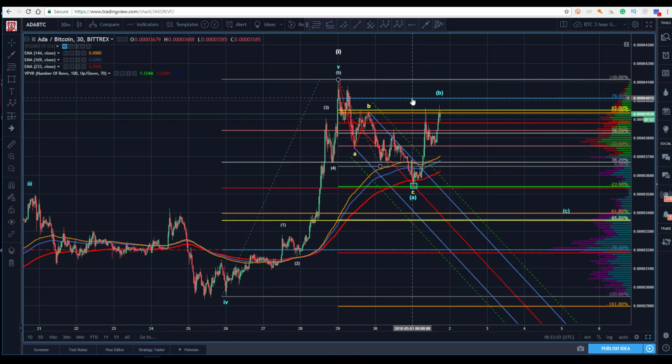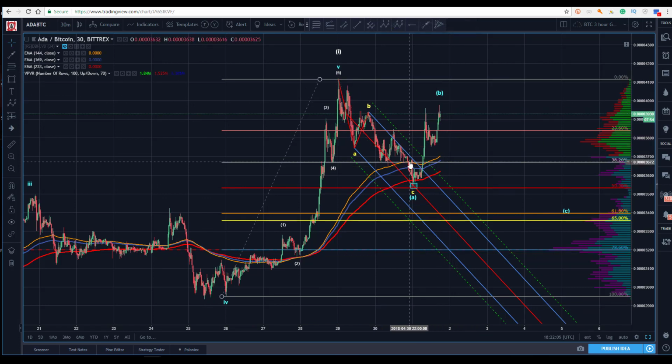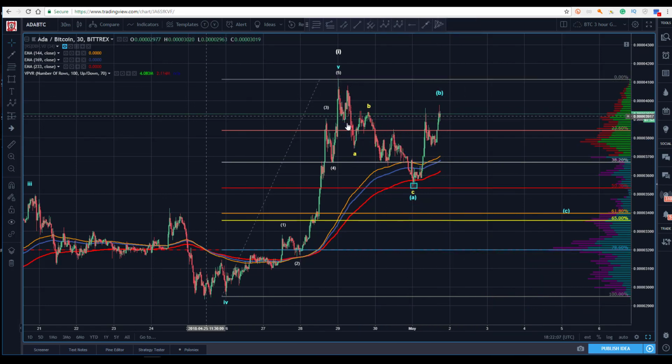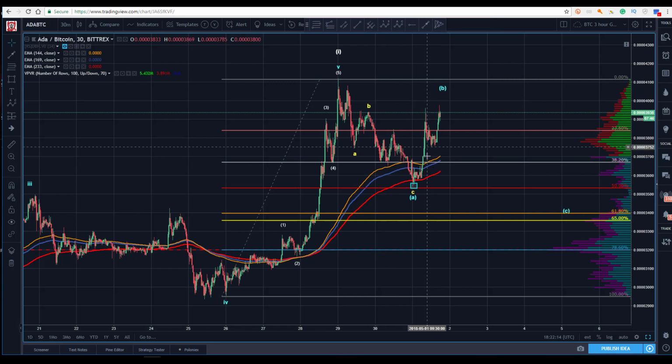All right, I don't want to digress too far on that. I think the chart speaks for itself. Okay, so where are we? That's what we care about. Where are we now? Well, could this be an ABC going in here? Certainly possible. That move there certainly looks impulsive.